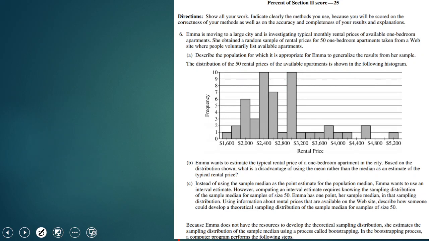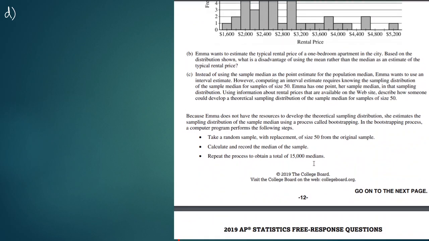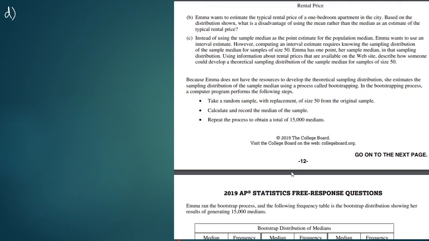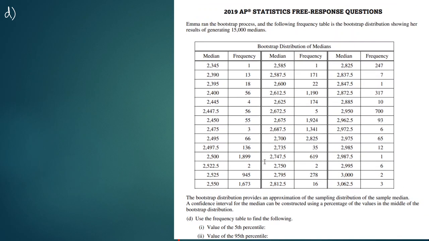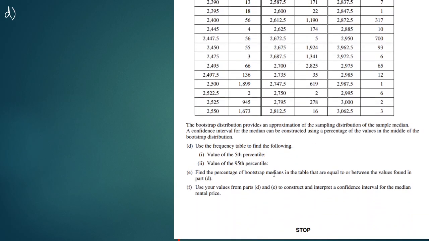Okay, now we move on to part D. So because Emma does not have the resources to develop the sampling distribution, she estimates the sampling distribution of the median using a process called bootstrapping. So within this process, a computer program takes a random sample with replacement of size 50, okay, calculates and records the median of the sample, and repeats to get 15,000. So these are all of the frequencies of the different medians. Okay, it's a lot of data to think about.